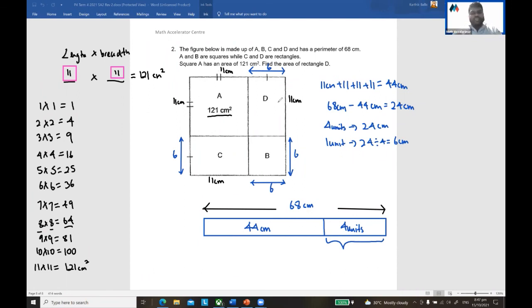All right then, so find the area of rectangle D. So area of rectangle D equals length times breadth, which is 11 cm times 6 cm, which equals 66 cm squared.